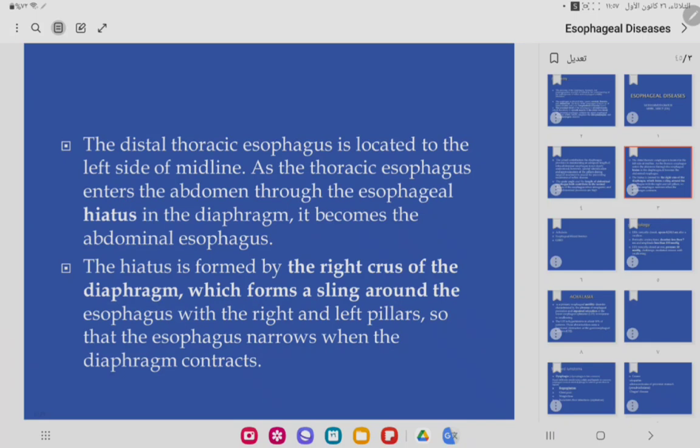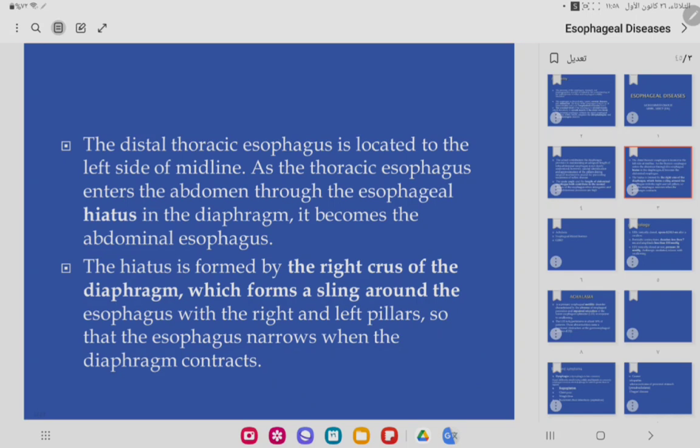The hiatus is formed by the right crura of the diaphragm, which forms a sling around the esophagus, with the right and left pillars. So the esophagus narrows when the diaphragm contracts, and this is a functional sphincter called the gastroesophageal sphincter. So anatomically there is no sphincter, but it's a functional sphincter. Next.